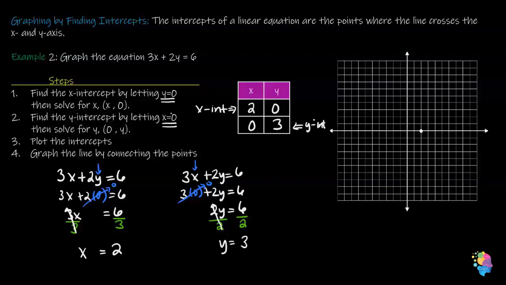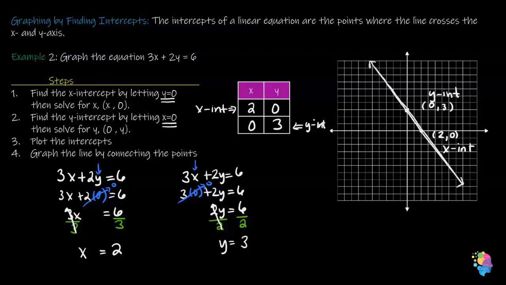Let's graph that. That's going to be on the y-axis at positive 3. So here is, let me label them. This was 2, 0. This was the x-intercept. And up here I get 0, 3. And this is the y-intercept. Let's graph the equation by connecting the 2 points.